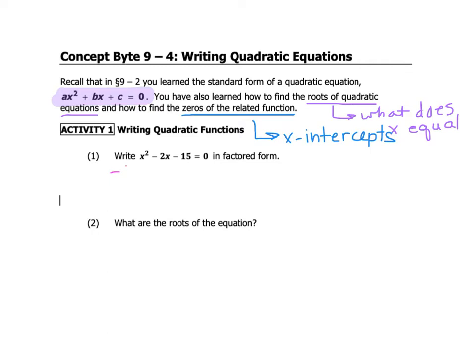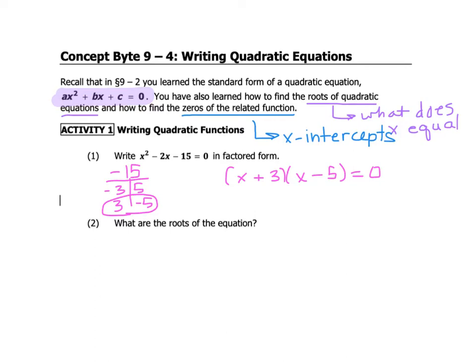If you recall, I used to make the little t's, and we need what multiplies to negative 15. We could have negative 3 and positive 5, but that gives us positive 2. So how about positive 3 and negative 5? That one will work. The way that we write this in factored form is x plus 3 times x minus 5 equals 0. And that is our equation in factored form.